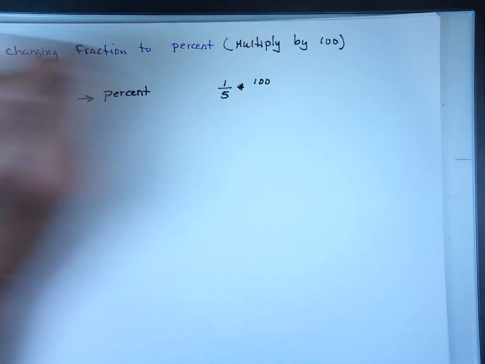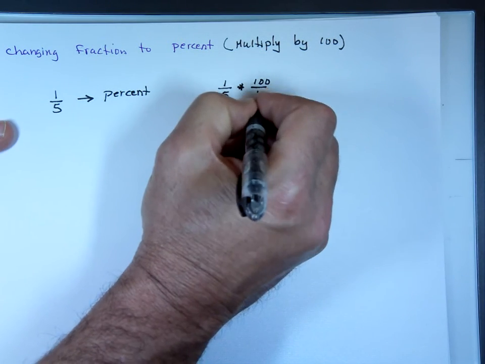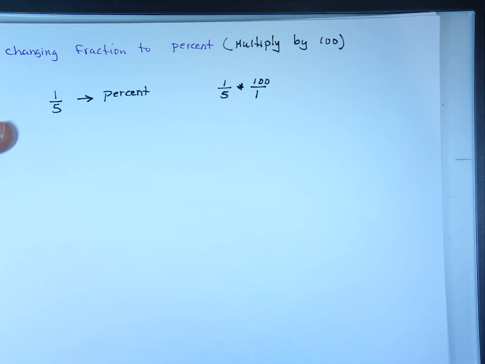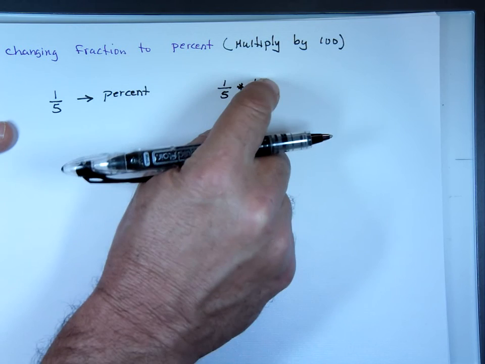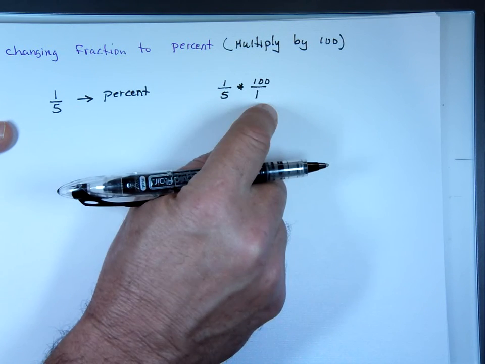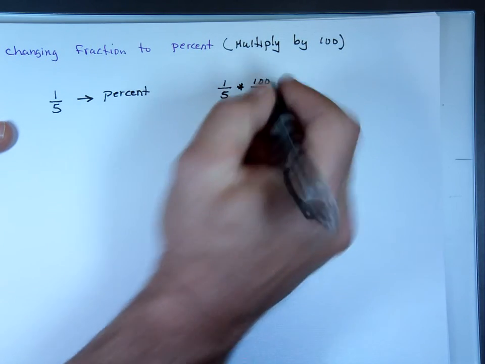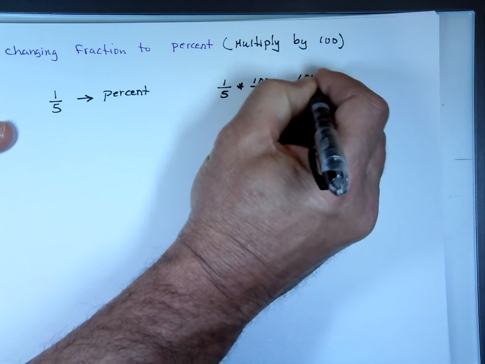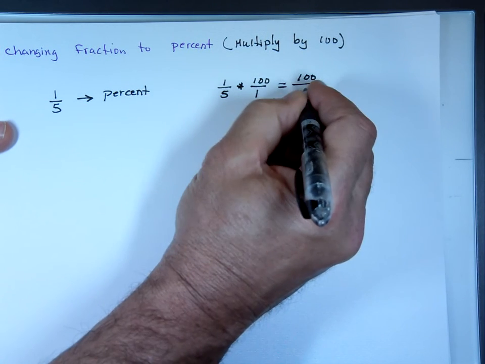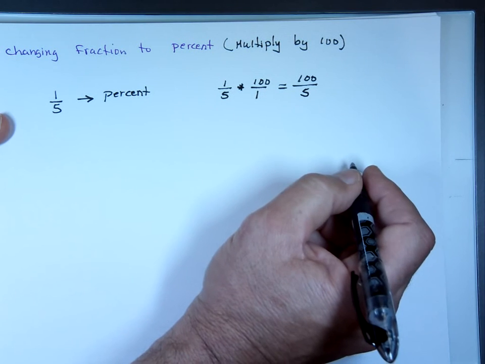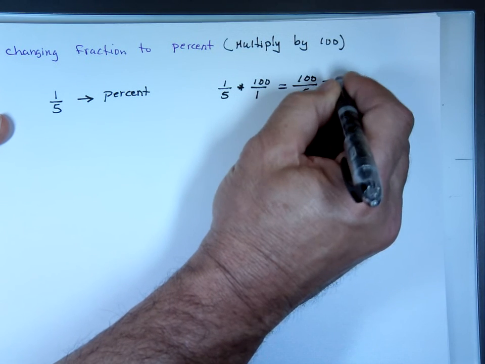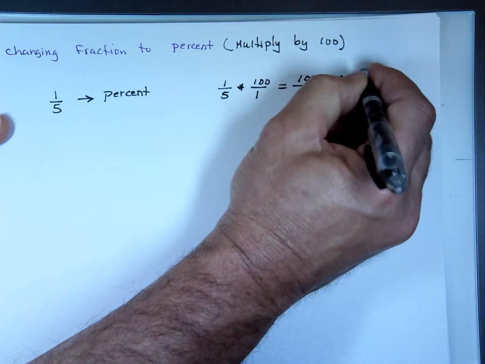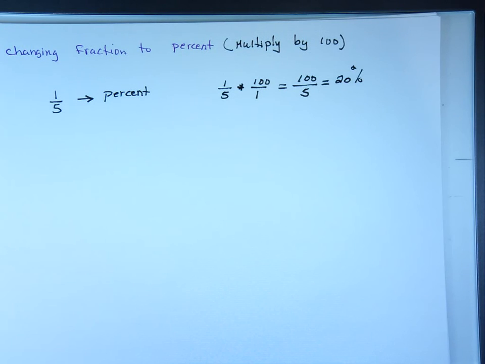And the 100 is 100 over what? 1. And if you remember from chapter 2, when you multiply fractions, it is what? The top times the top, the bottom times the bottom. 1 times 100 is 100. 5 times 1 is 5. Can I simplify 100 over 5? That's what? 20. So the answer is 20%. 1/5 is actually 20%.